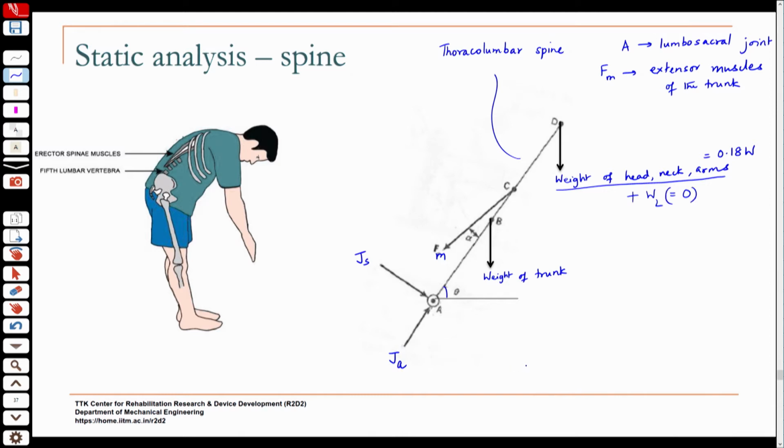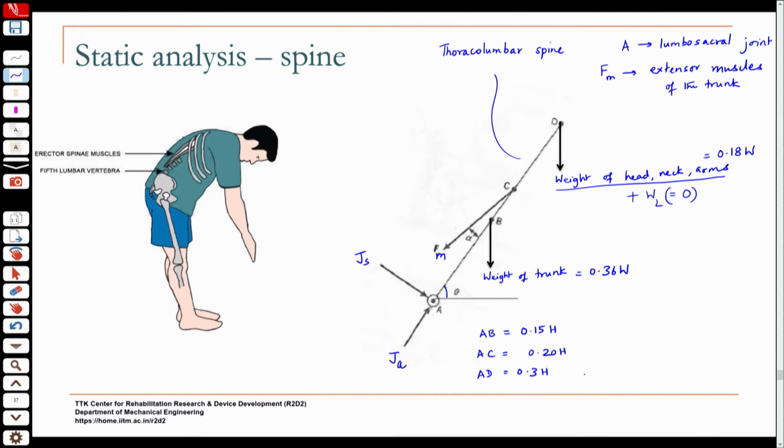Weight of the trunk, I take it as 0.36 W, and distance AB equal to 0.15 times the height, AC equal to 0.2 times the height, AD equal to 0.3 H.